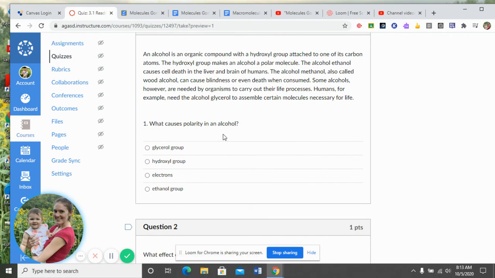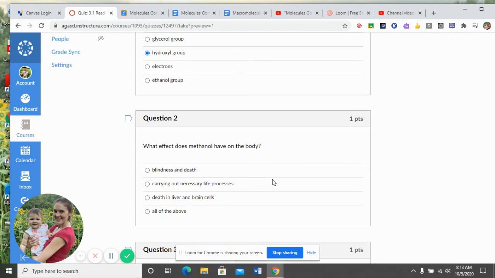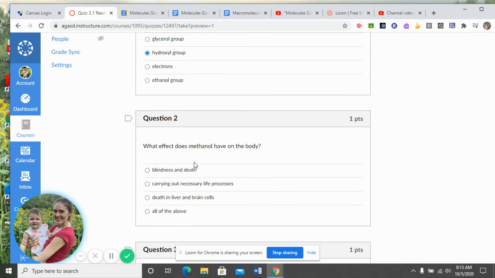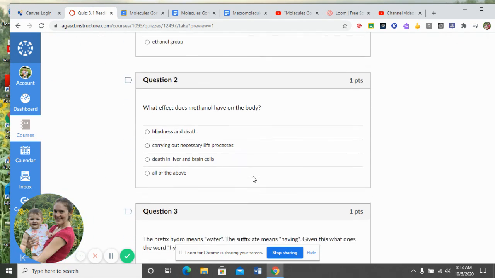So what causes polarity in an alcohol? It's going to be up here in that second sentence. The hydroxyl group makes an alcohol a polar molecule. So you'd want to hit hydroxyl. What effect does methanol have on the body? Let's see. The alcohol methanol, also called wood alcohol, can cause blindness or even death. So we go with blindness and death, the first answer there.